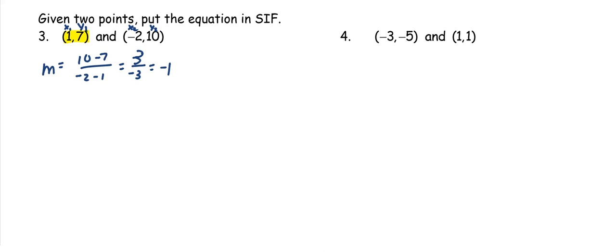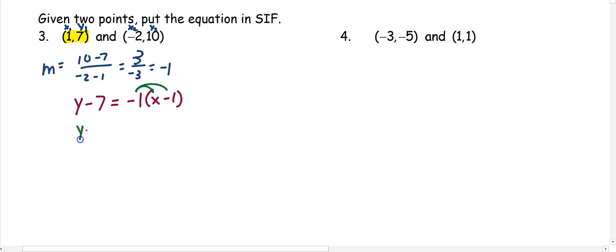And I need to start writing in point slope form. So I have y minus 7 equals negative 1, my slope, and then x minus 1. Notice that they're both minus signs because my coordinates were positive. So in order to get into slope-intercept form, the first thing I'm going to do is distribute my slope. So y minus 7 equals negative 1x plus 1. And then I'm going to add 7 to both sides. So y equals negative 1x plus 8.